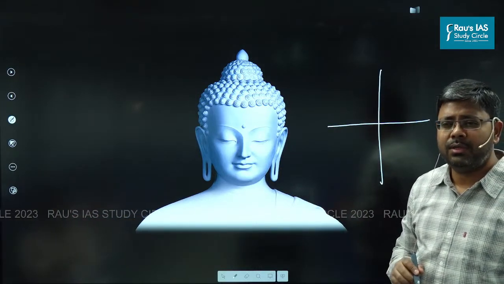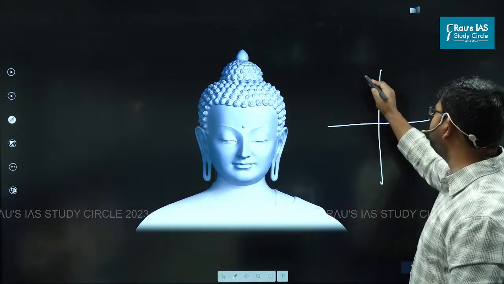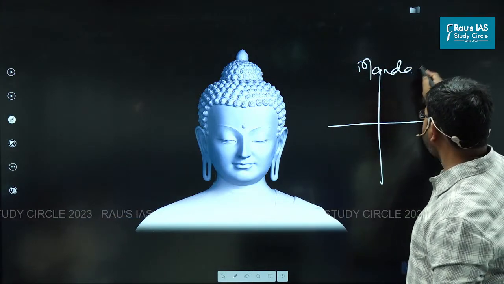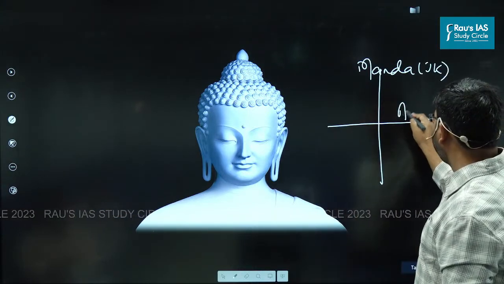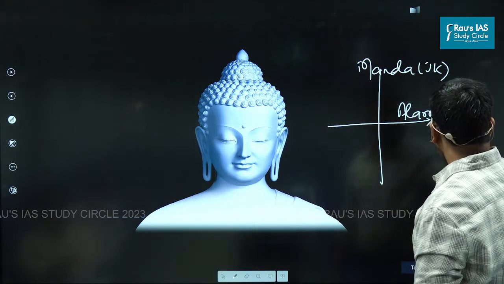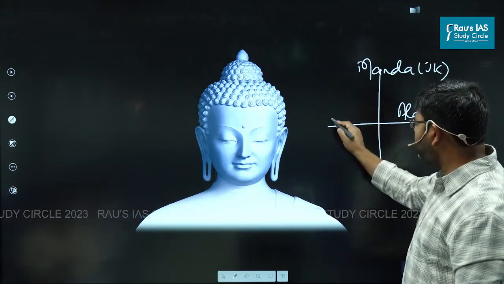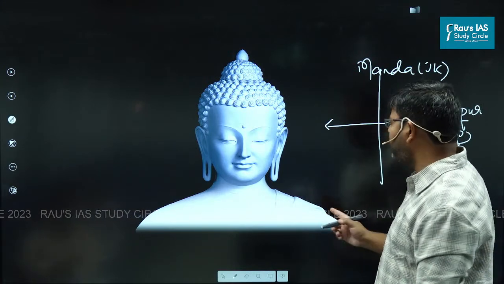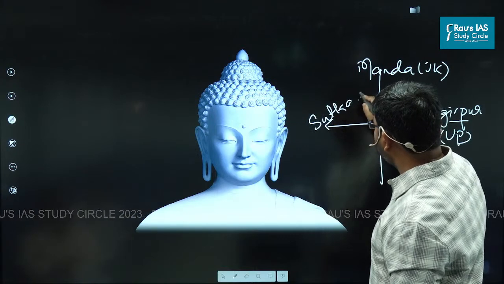Suppose you talk about the extent of the IVC, the extent of the Indus Valley Civilization. The northernmost site was Manda in Jammu and Kashmir. The easternmost site was Alamgirpur in UP. That is the easternmost site. Then the westernmost site of the IVC was Sutkagendor.